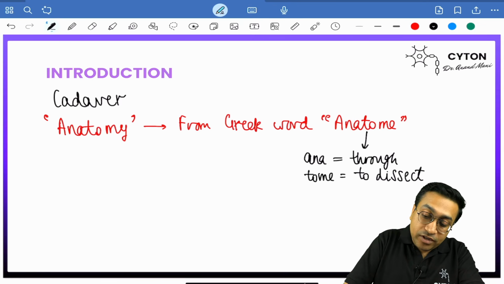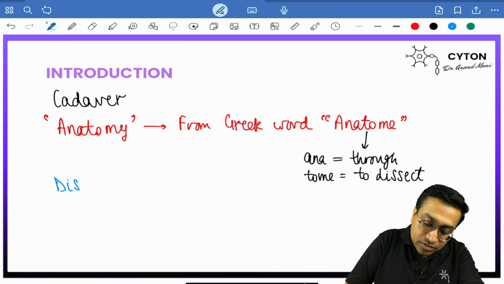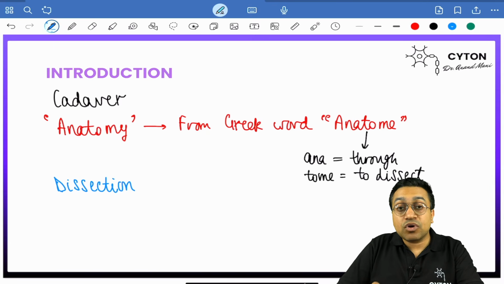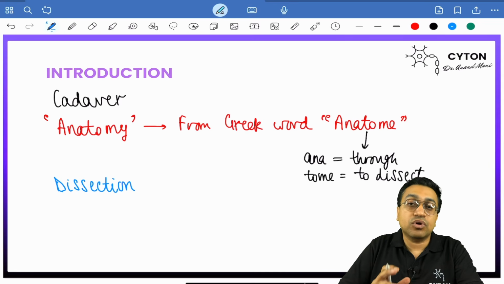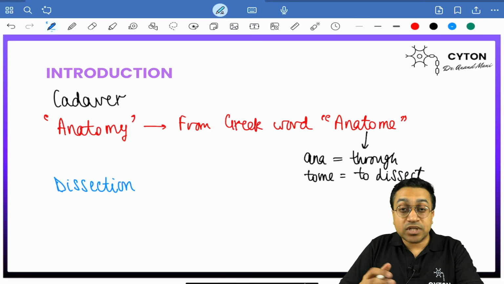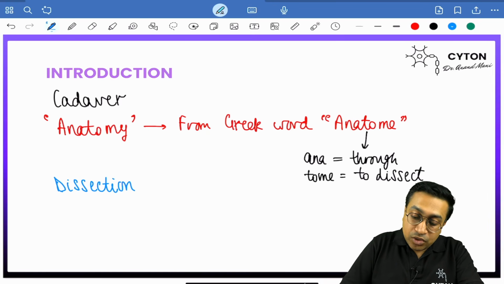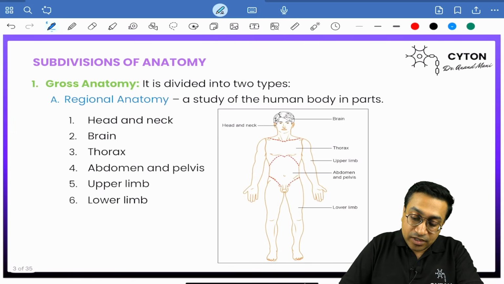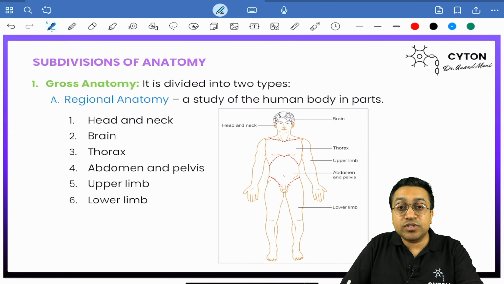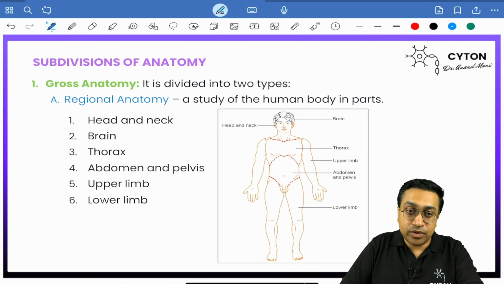Then you might have heard of the word dissection, which you will be carrying out in your medical colleges. That is the process of carefully cutting and separating the various structures of the human body, and to study the anatomical structures and the organization basically. With this understanding, let us go into the subdivisions of anatomy, which you will be dealing with.